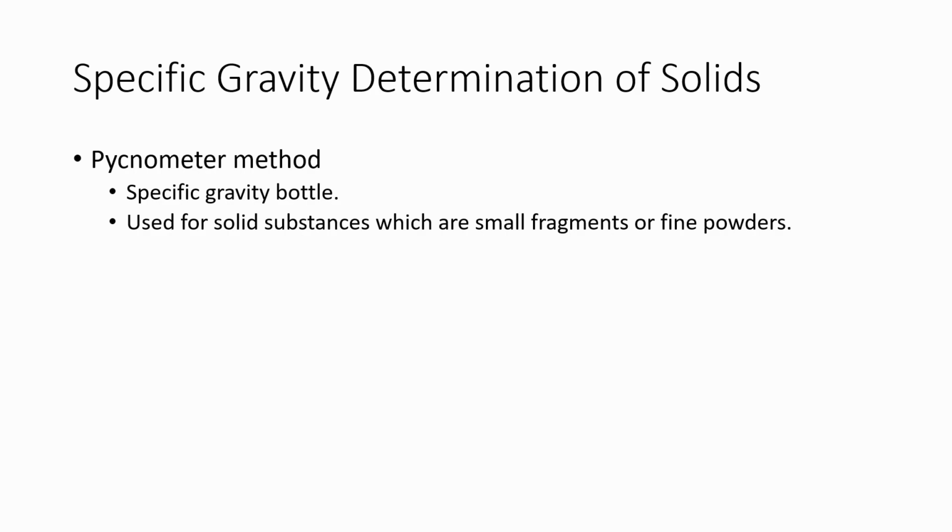You can also use the picnometer for determining specific gravity of solids. However, the caveat is it should be small fragments or fine powders, and it should be insoluble. You cannot determine the specific gravity of a soluble powder, because at the moment you add liquid, it won't have its original form anymore. It will dissociate and combine into a solution. Also, it should be small enough that you can insert it into the mouth of the picnometer.